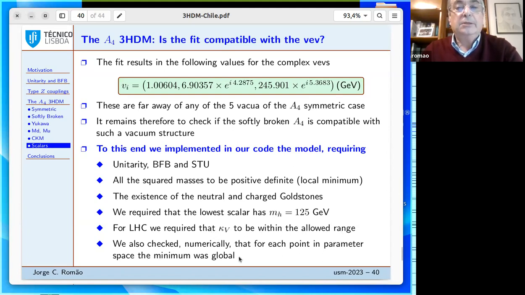And finally, the last point is that you also check that for each point in parameter space, the minimum was not only local, but also global. And that took a while because this numerical method is slow, but to verify that all points that you use in our plots, they are also global minimum.